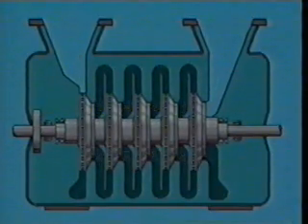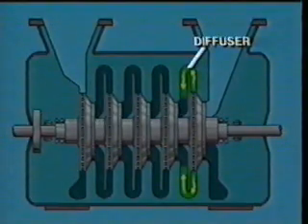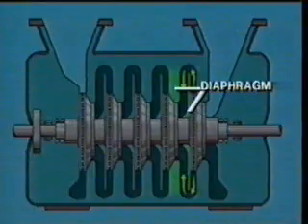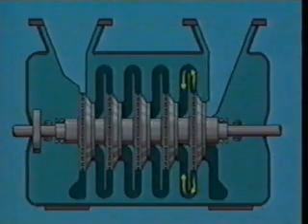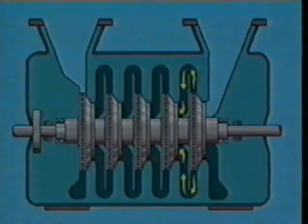In multi-stage compressors, the gas leaving an impeller of one stage flows through its diffuser and around a diaphragm. It's then directed by the inlet guide into the eye of the next impeller, where once again pressure is increased.